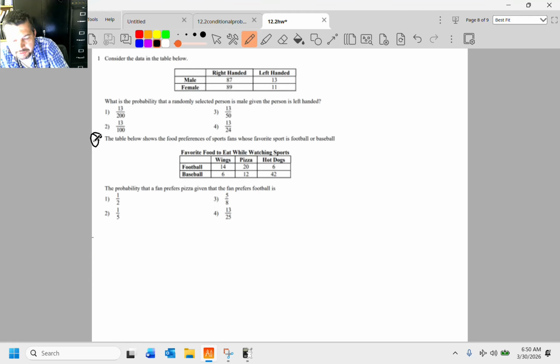So I guess I'll do number 2 since they seem to be doing every other problem here. The table below shows the food preferences of sports fans whose favorite sport is football or baseball. The probability that a fan prefers pizza given they prefer football is what? I only care about the football people. If I can add, I will notice there are 40 people. It's going to be out of 40. The number of people who like pizza is 20. 20 out of 40 is a half.